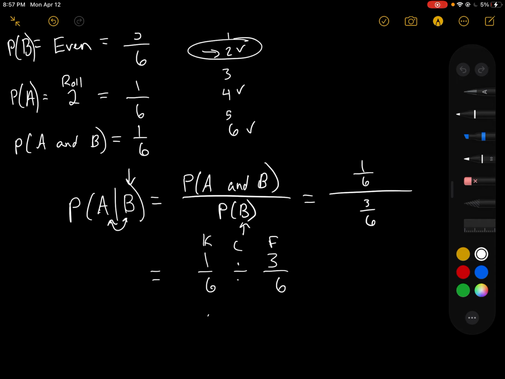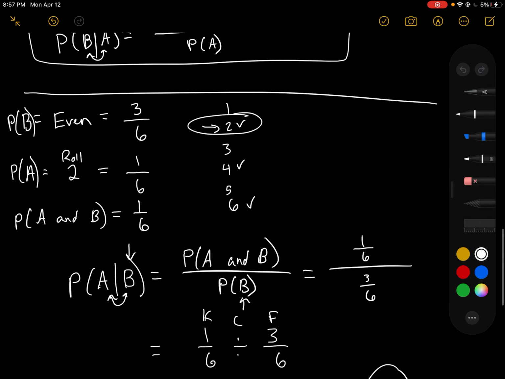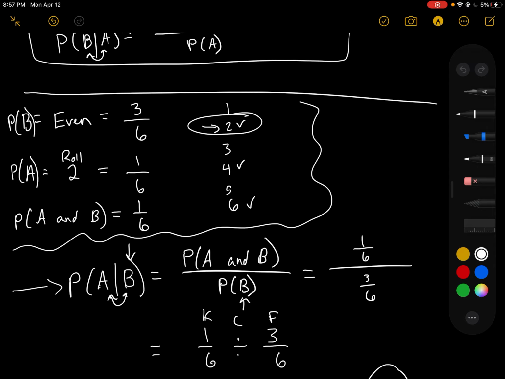So now we can do some division. So we have this probability equals 1 over 6 divided by 3 over 6. Division rules say keep, change, and flip your fraction. So keep the first one, change your sign to multiplication, and flip the second one. We'll get 6 over 18, or 1 over 3, as our final answer.